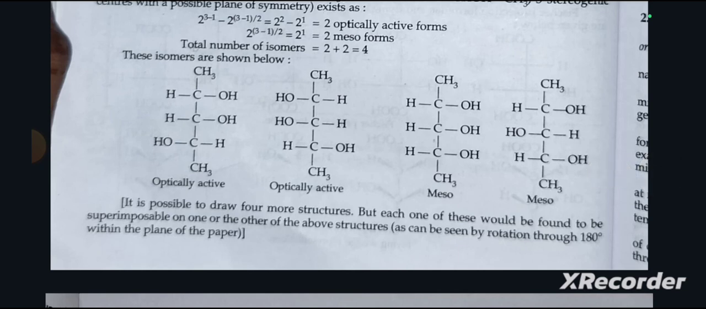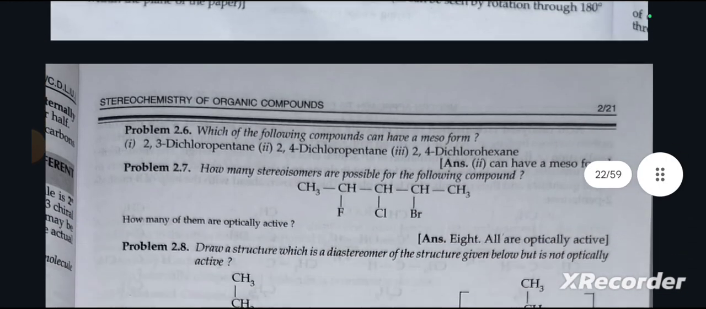These isomers are shown below. Optically active, meso. It is possible to draw 4 more structures, but each one of these would be found to be superimposable on one or the other of the above structures, as can be shown by rotation through 180 degrees within the plane of the paper.